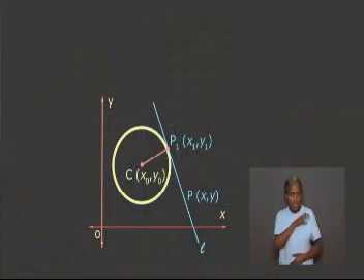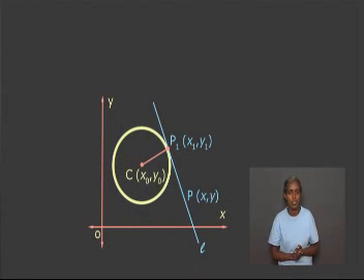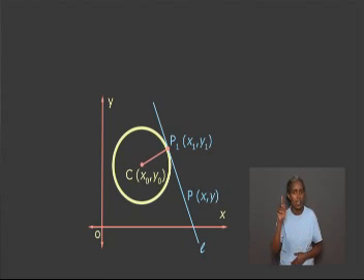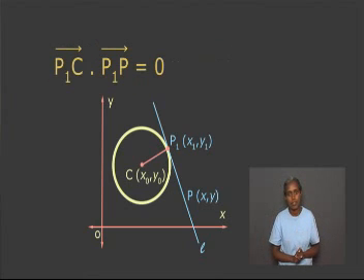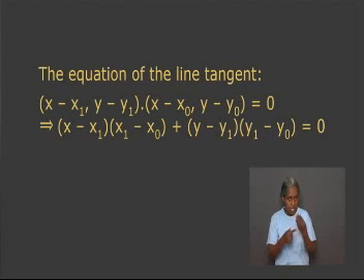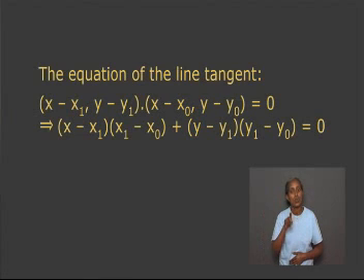They are characterized by the fact that the radius at the point of tangency is perpendicular to the line, like this. This will be the equation of our circle. Here is the line tangent to the circle at point 1. Point P is an arbitrary point on the line tangent. The dot product of the vector between points P1 and C and the vector between points P1 and P is 0. Therefore, this must be the equation of the line tangent.